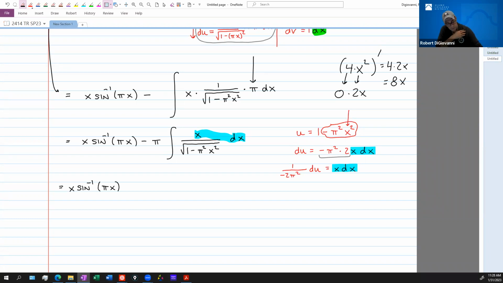All right, let's see where we are. I've got minus pi. Okay, this integral, everything in blue, right? Everything in blue is going to be replaced by this. And then everything in green is going to be replaced by u, right? So let me write out what we'll have. We'll have 1 over the square root of u, that's the green part. And then now the blue part, which is 1 over negative 2 pi squared du.